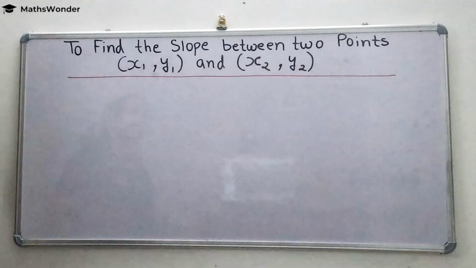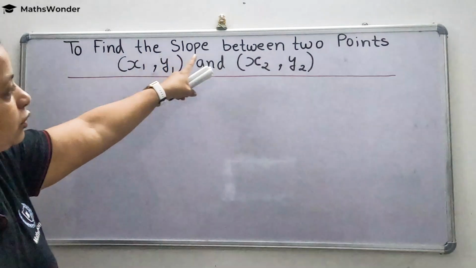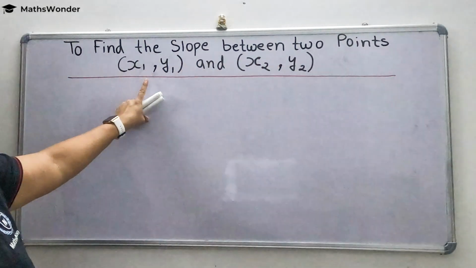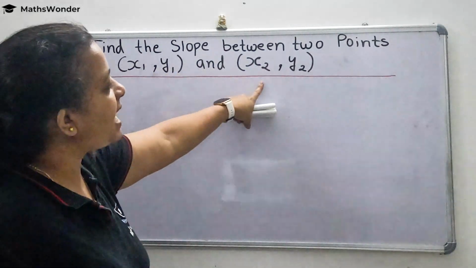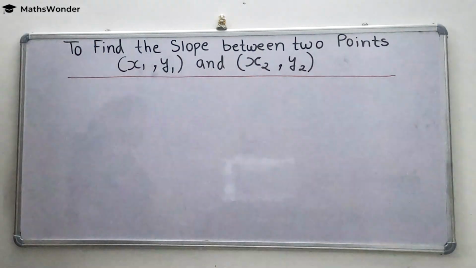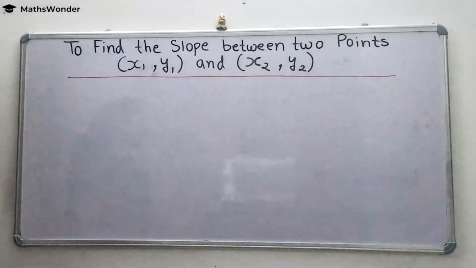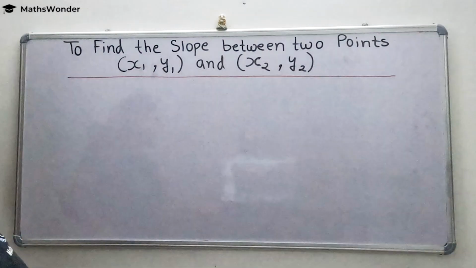So today's topic is slope. To find the slope between two points, x1 y1 is one point, one coordinate, and the second is x2 y2. You have to find the slope. The slope of a line is a number that represents how steep it is, right? How steep it is.